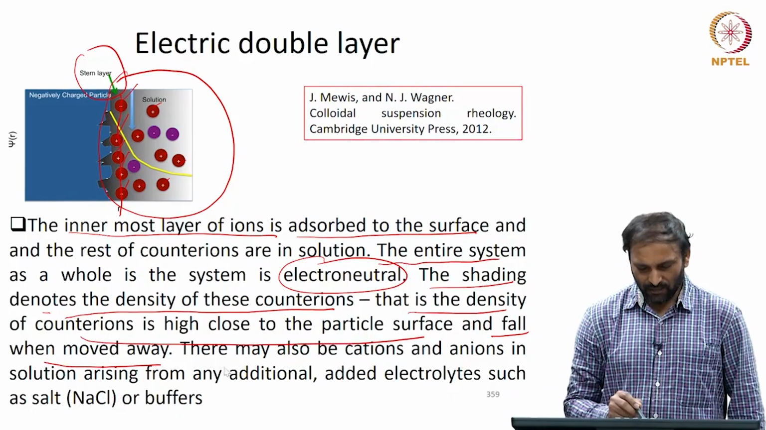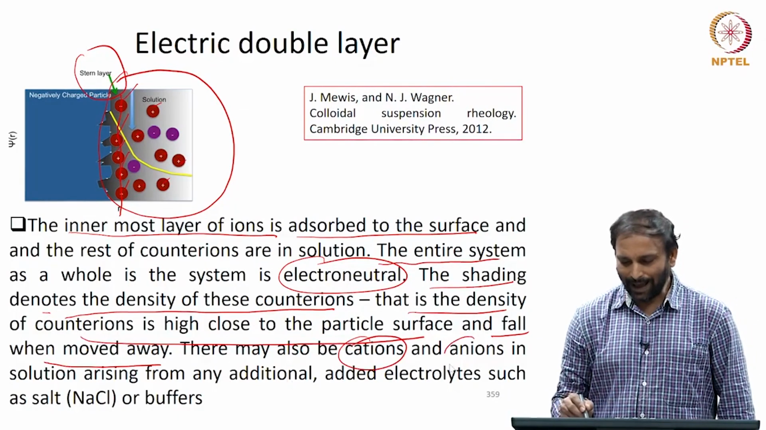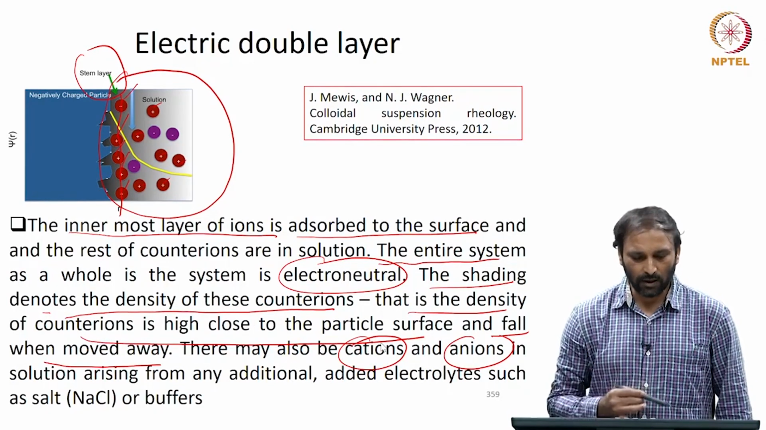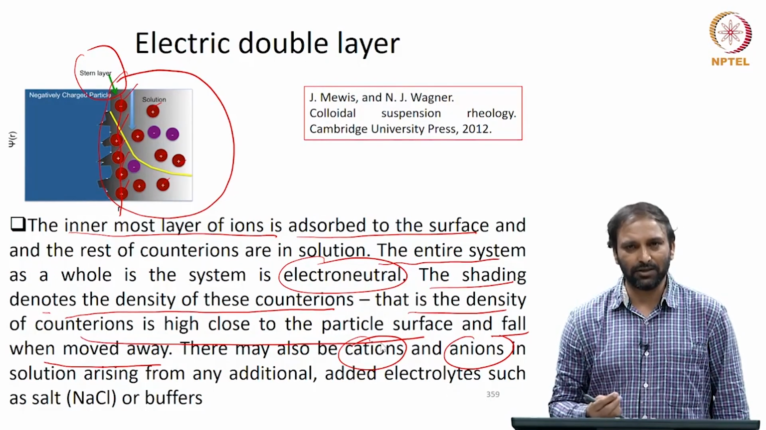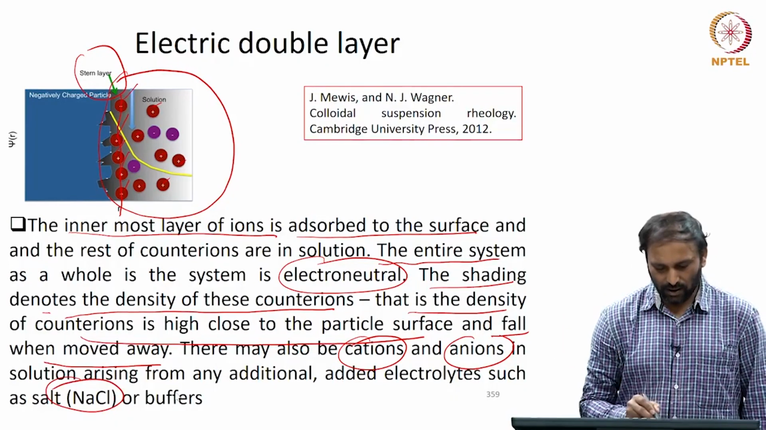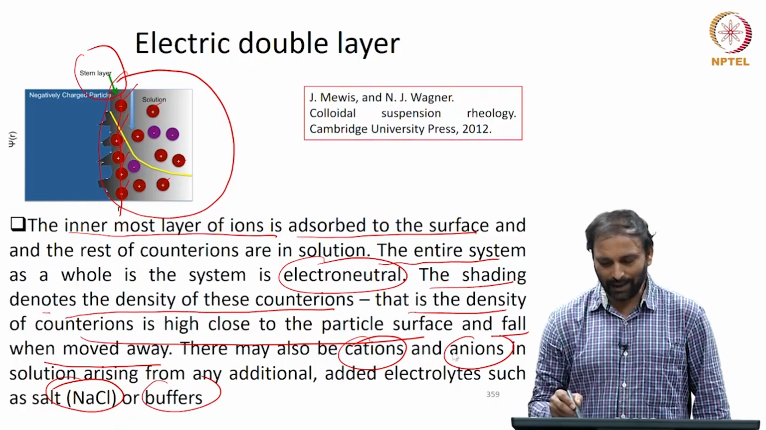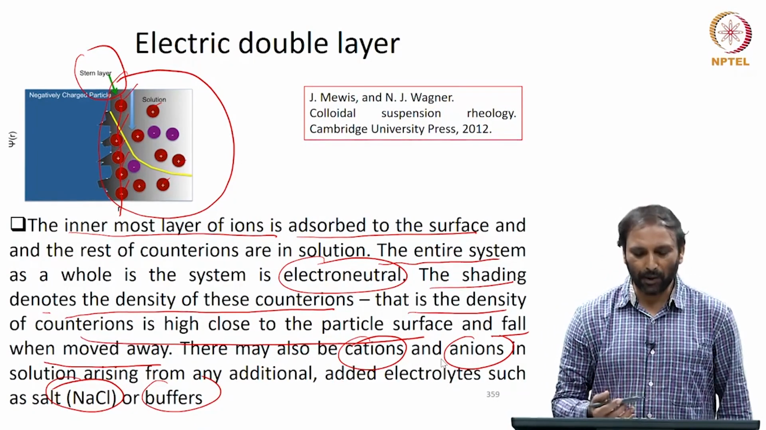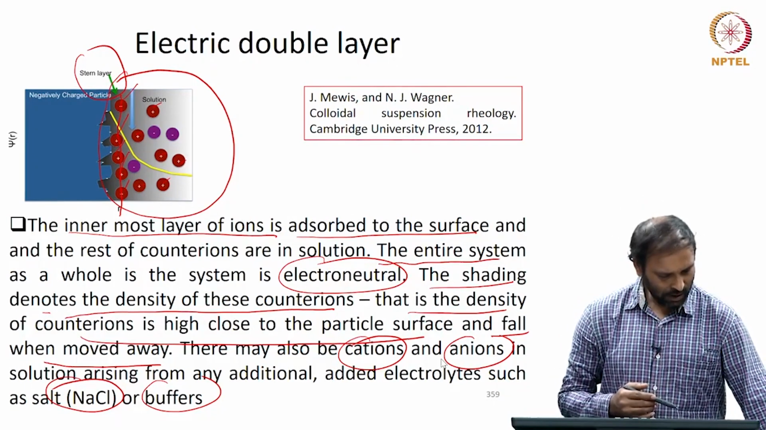Of course there could be additional cations and anions in solution, because often what is done is to a dispersion of charged particles you will add some additional electrolyte. There are some buffers because of which there could be additional cations and anions in the solution, and of course they would also be distributed in a particular way in the solution.